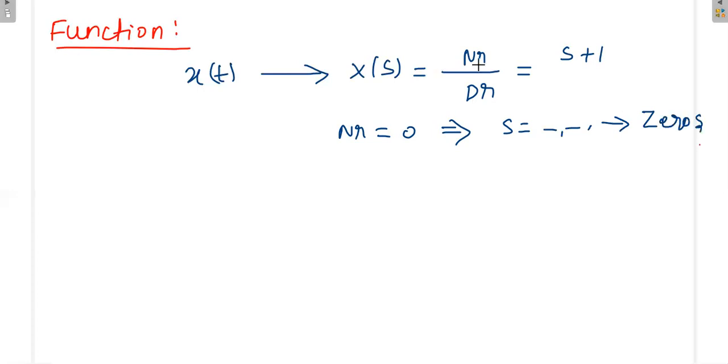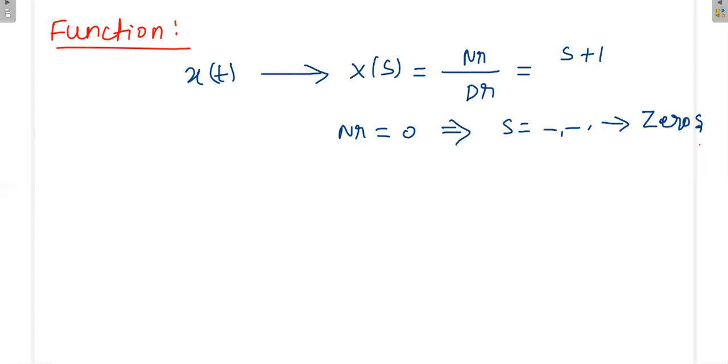Whenever a transfer function is there, if you make the numerator zero, then you'll be getting values for s. Those values we are calling the zeros of the transfer function, because when you substitute that value in this function, it will become zero. That's why those values are called zeros of the transfer function.